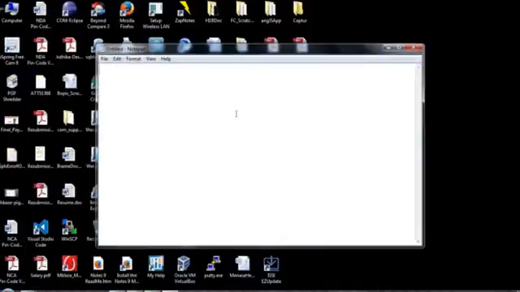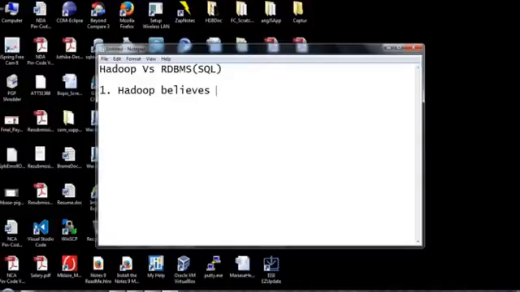So let's begin with a very basic thing: what is the difference between Hadoop versus RDBMS. When I say RDBMS, it means SQL. The first point is Hadoop believes in horizontal scaling, whereas SQL believes in vertical scaling.